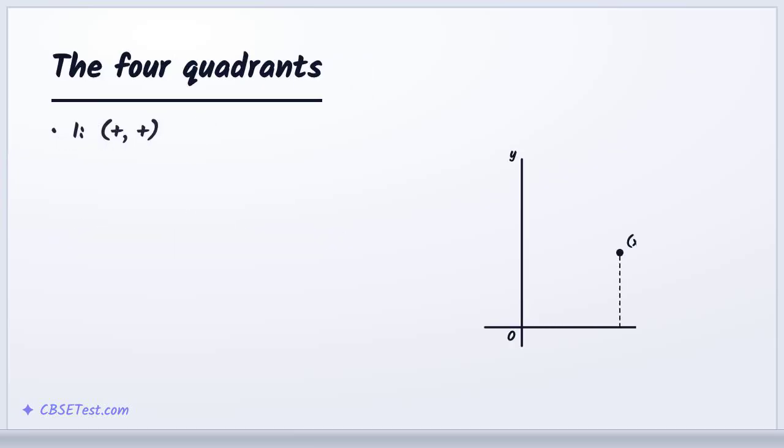The axes split the plane into 4 quadrants, numbered anticlockwise from the top right. In the first, both signs are positive. In the second, x is negative. In the third, both are negative. And in the fourth, y is negative.